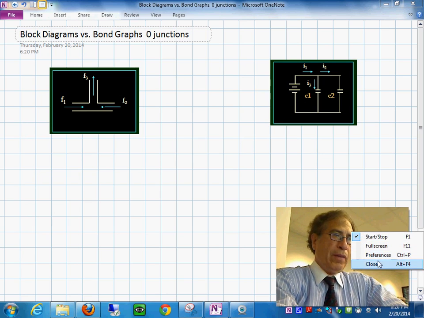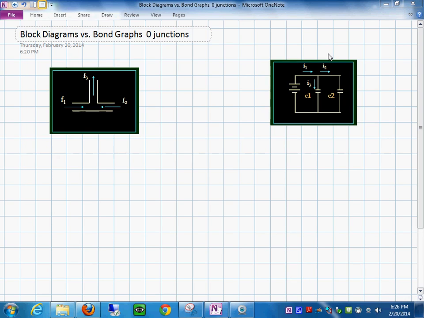So let me disappear from here. And now we'll say, okay, let's put the title in here. We're interested in finding the block diagram. So this is going to be a hydraulic system. And this is going to be an electrical system.